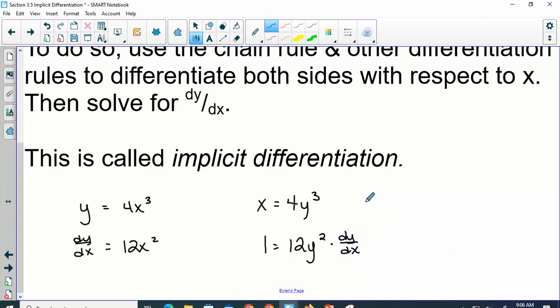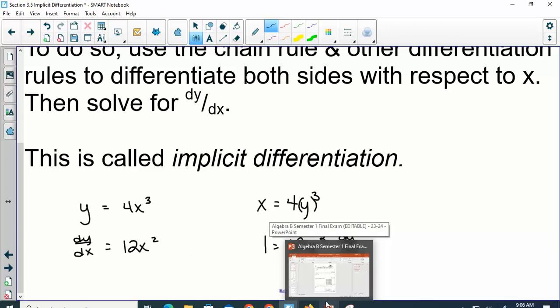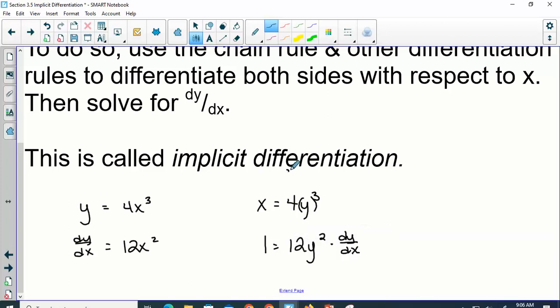It's kind of like the chain rule. The derivative of y is dy dx. So every time we do a derivative of a y, we will throw a dy dx on it. And then at the end, you could solve for that. We could divide, so we could say 1 over 12y squared is equal to dy dx. And we still got our derivative without first solving for y. So that's the technique we're going to use.